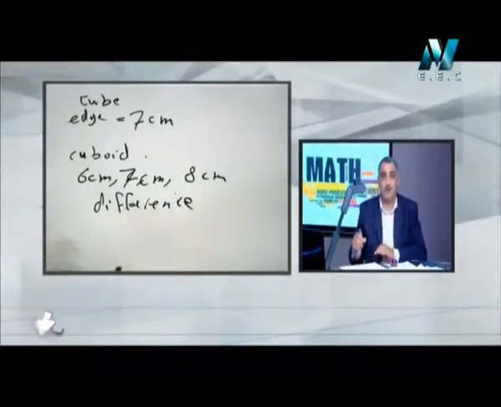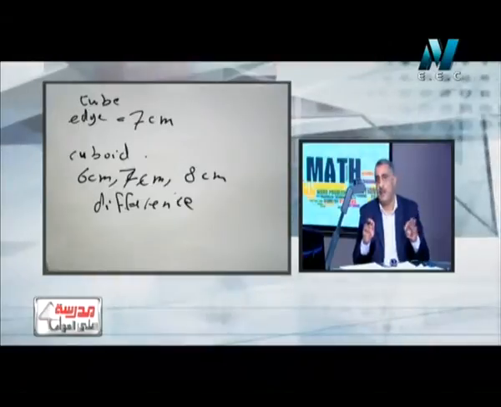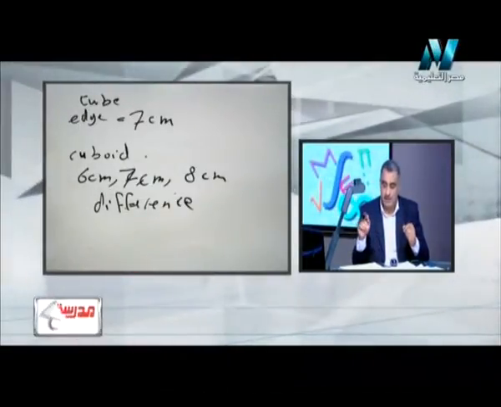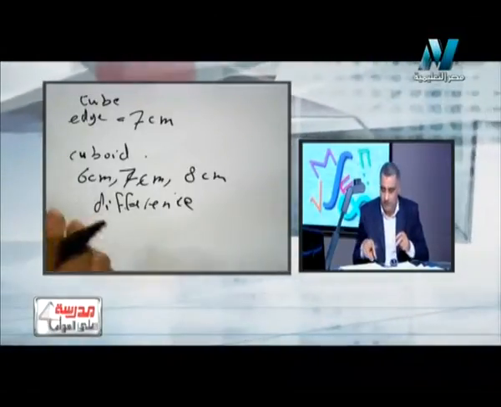Which is bigger in volume? We have two different containers: a cube of edge length equals 7, and a cuboid with dimensions 6, 7, 8 centimeters. And what is the difference between their volumes?